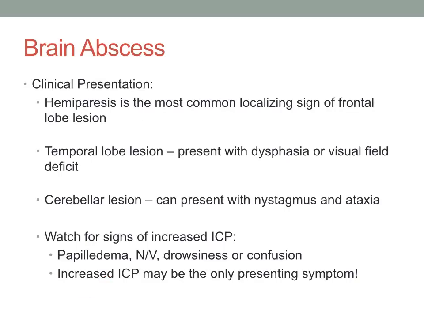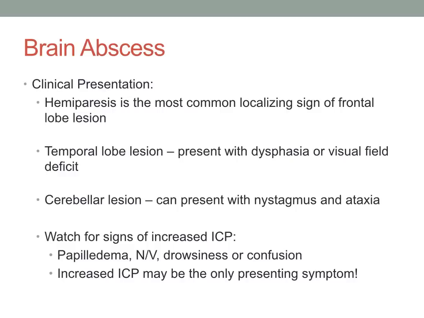So hemiparesis is the most common localizing sign of a frontal lobe lesion. I'll say that again. Hemiparesis, meaning you can't feel the one side or use the one side, is the most common localizing sign of a frontal lobe lesion. Temporal lobe lesion presents with dysphagia or visual field deficit. So you're going to have changes in vision or speech with a temporal lobe. You're going to have hemiparesis with a frontal lobe. Cerebellar lesion, you're going to have nystagmus and ataxia. So those are the 3 things that you need to know about as potentially where your brain abscess is going to be located.